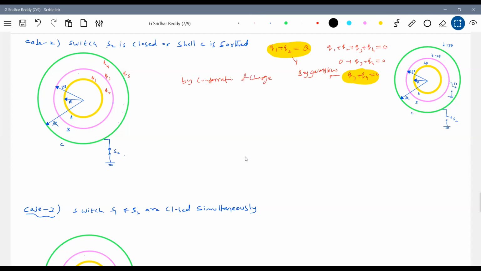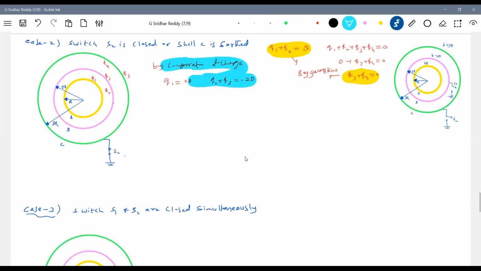Just see that these ideas are very important. The problem may change. By conservation of charge, what can we write? Q1 must be equal to plus Q. Shell A is not earthed. Then shell B is not earthed. So therefore Q2 plus Q3 should be equal to minus 2Q. This is exclusively the conservation of charge idea.